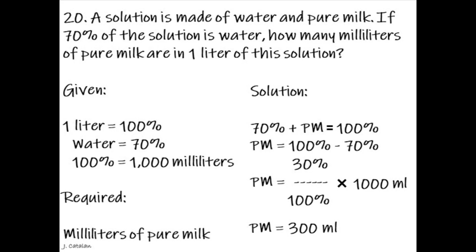It must be divided by 100%. Cross out the percent unit. The result is multiplied by 1000 milliliters. Pure milk is equal to 300 milliliters.